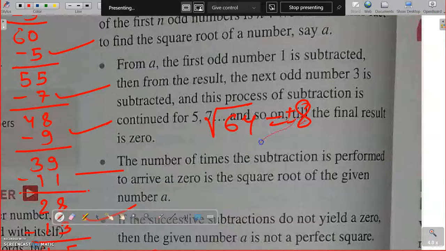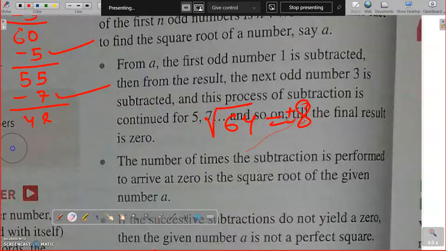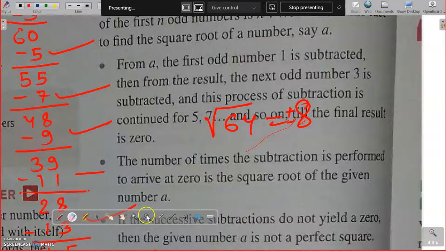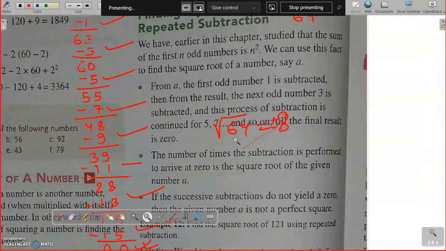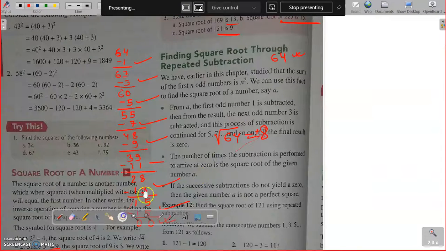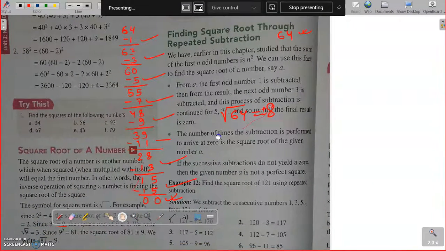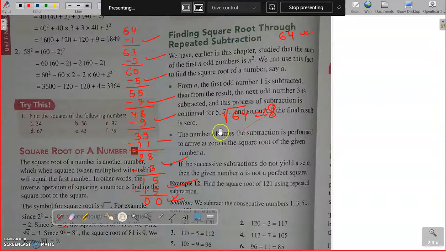Yes? It is a lengthy process, but it is also one of the processes of finding a square root. Okay, you want to take a screenshot? Of course, no problem, I will make it smaller. Is it visible now? Yes.